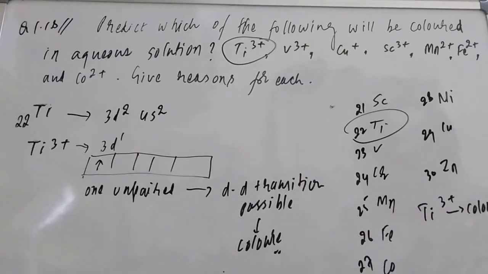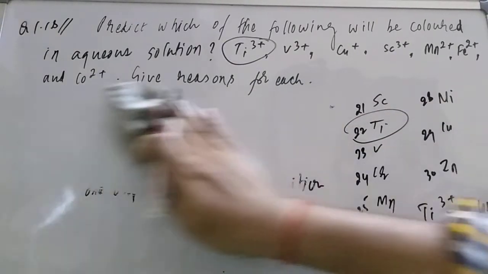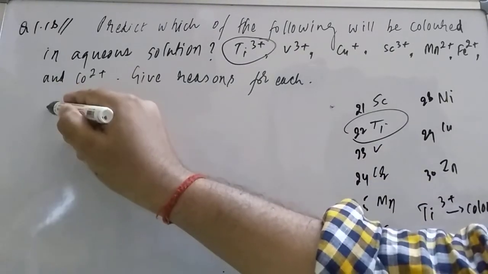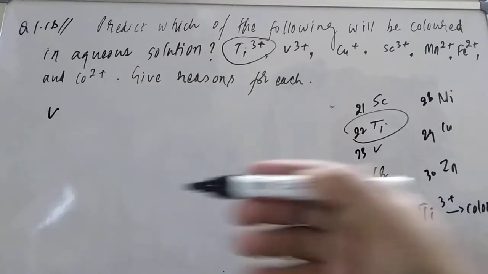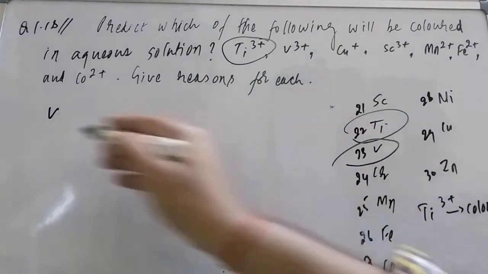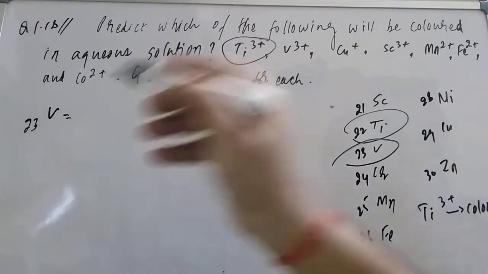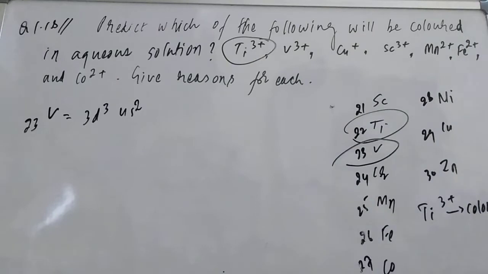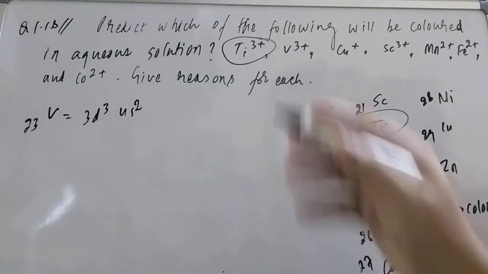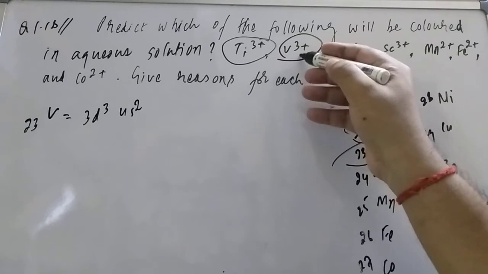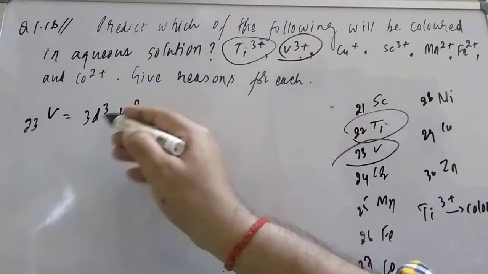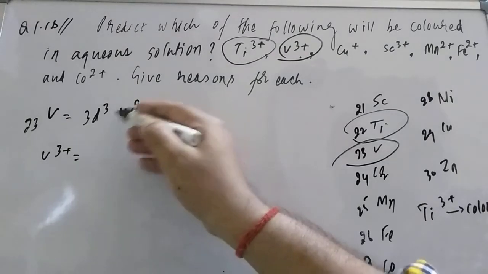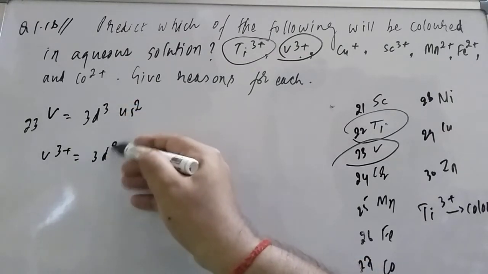Now check the other option. The other one they have given is vanadium. Vanadium atomic number is 23. So the configuration is 3d3 4s2. See what charge they have given: V3+. With 3 positive charge, 2 electrons go from 4s and 1 electron from 3d. So the configuration will be 3d2.